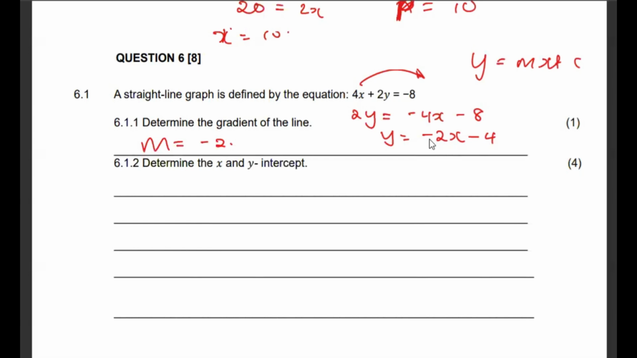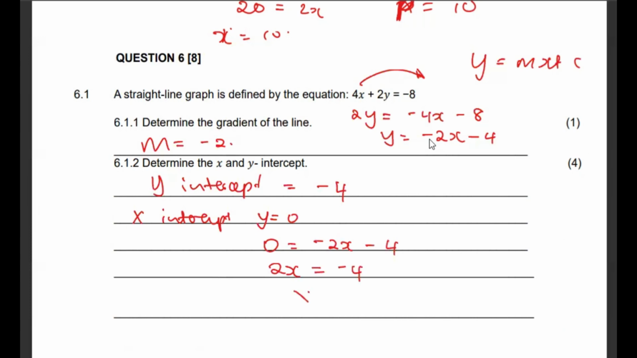Determine the x and the y-intercepts. We know that the y-intercept, we have already obtained it. It's -4. And then for the x-intercept, we know that y is going to be 0. Replace y with 0: 0 = -2x minus 4. Move it to that side. It's going to be 2x is -4, and then x is going to be -2. Okay, so that's what we have.